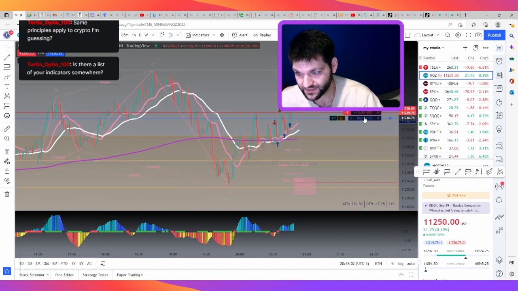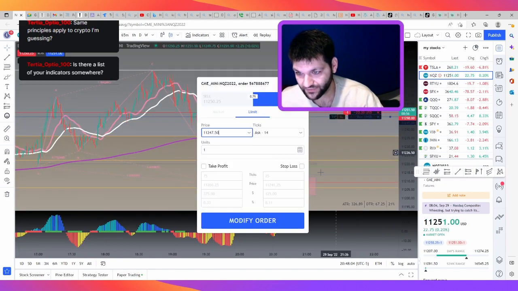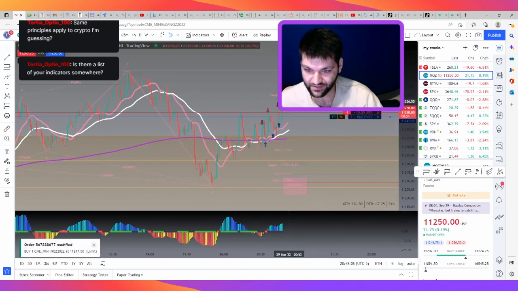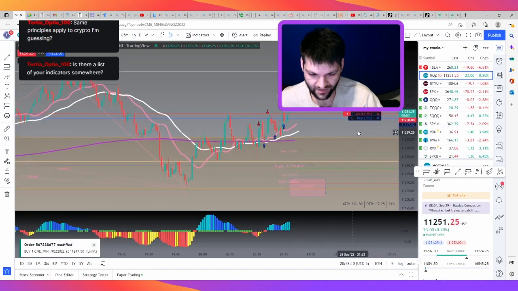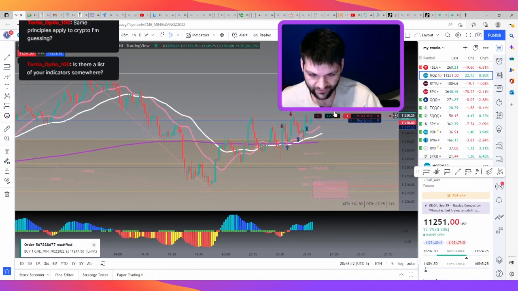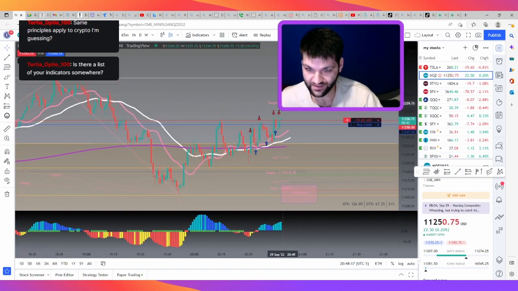I'll probably move this to about $47.50, and hopefully I can secure another little gain here. And if not, then I'll have to average down. And if I have to average down, it'll be somewhere right around here, because this target is right there.